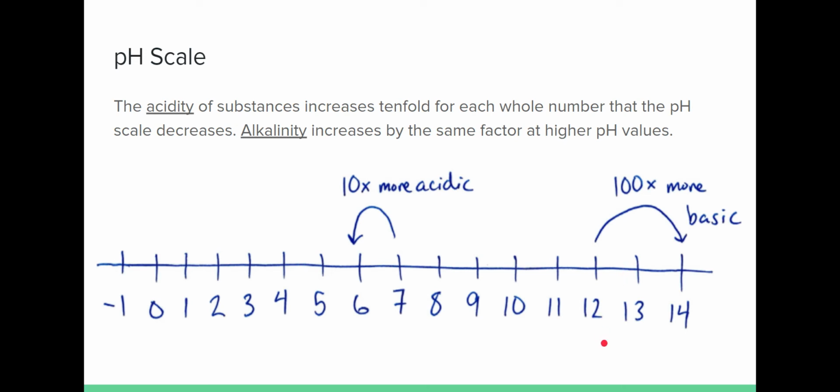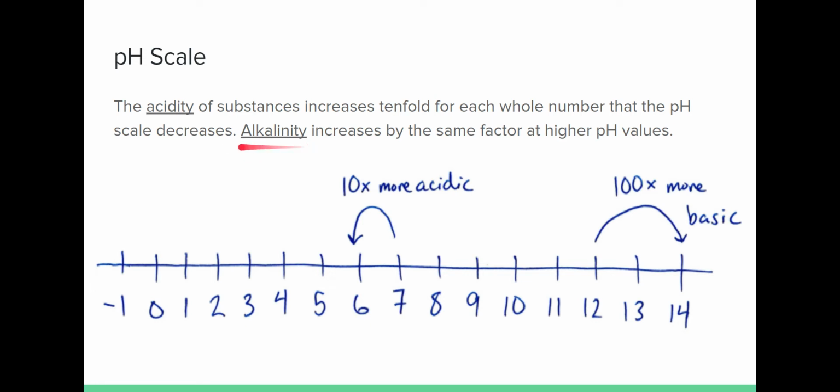Something very important about the pH scale. Because it's a log base 10 scale, for every spot that you move on the pH scale, things become acidic or basic by a factor of 10. For instance, if I was comparing something that had a pH of 6 to water, I've moved one spot on the pH scale, which means that this substance is 10 times more acidic than water is.